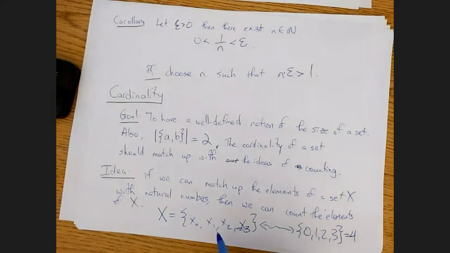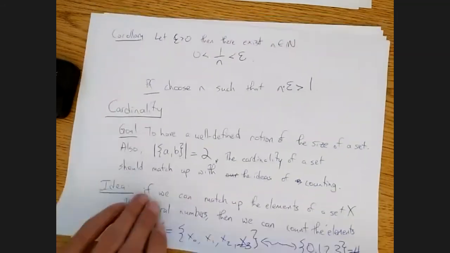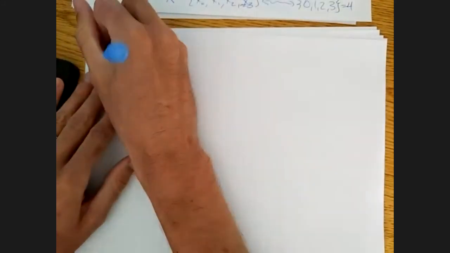We say two sets have the same size if we can match them up. And for match up, we don't say match up, we just use that there's a bijection. Okay, so that is our definition.